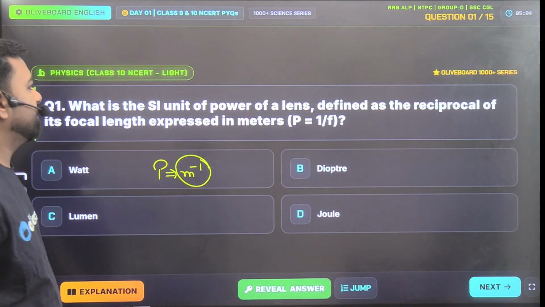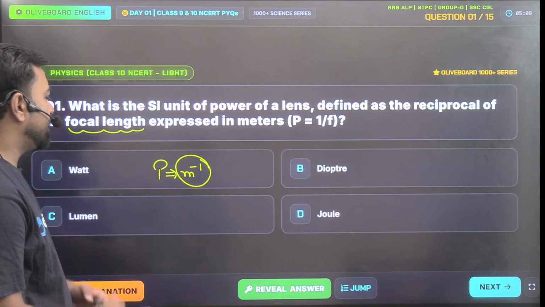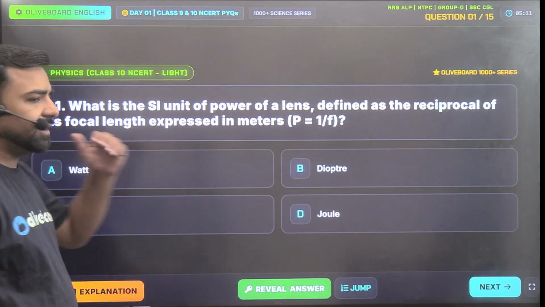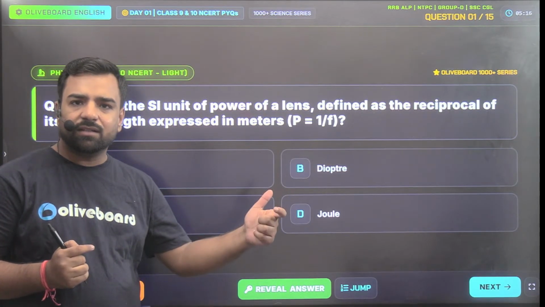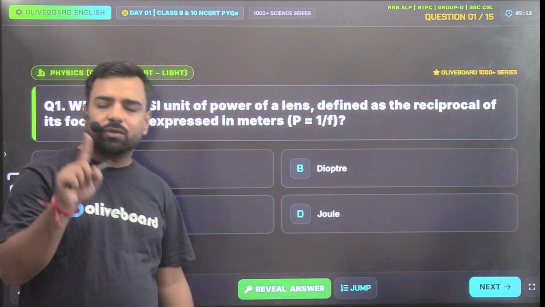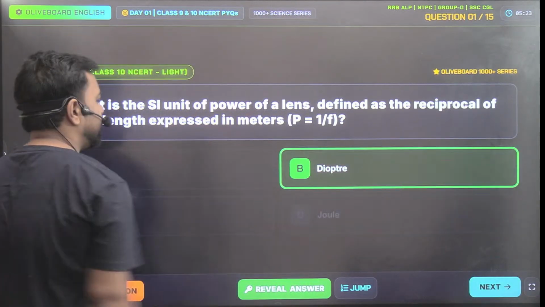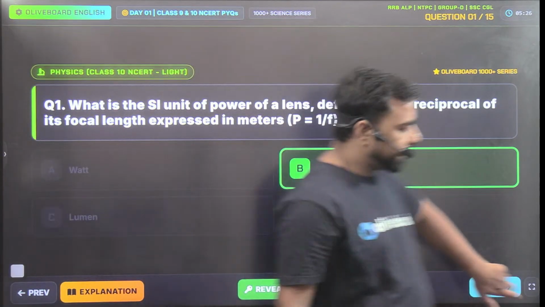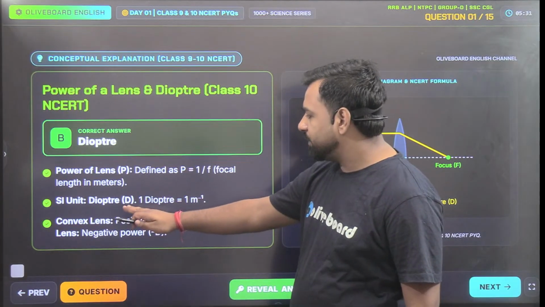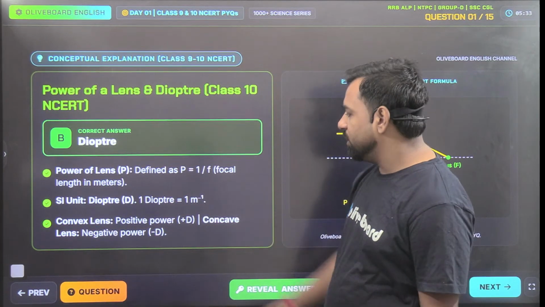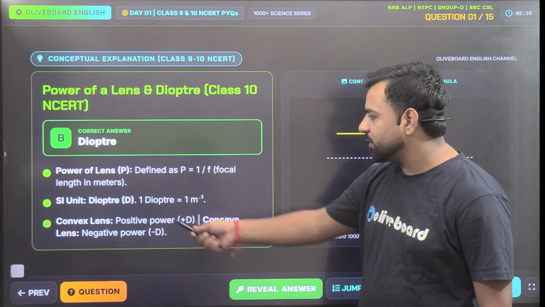Now it's asking what is the unit of focal length. When you compare P is equal to 1 by F, focal length is in meter, so obviously power will be meter inverse. That is equal to diopter, and diopter, option B, is the correct answer. Power is equal to 1 by F, where diopter is equal to 1 meter inverse. For the concave lens, that's negative power, and for the convex it's positive.